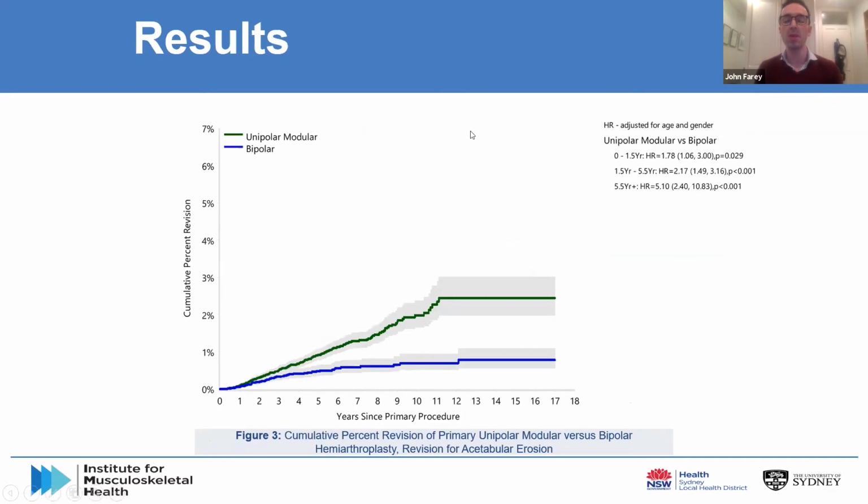And the reason that perhaps there is a higher risk of revision is that it may be being driven by revision for acetabular erosion. And in fact, over time, the strength of that association increases. That's time from initial procedure. Next, thanks.